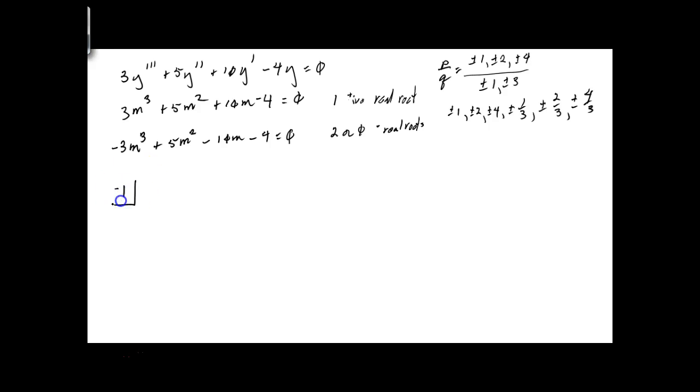Minus 1, and then we'll do our synthetic division. What do we put inside the house? 3, 5, 10, minus 4. Okay, now skip a line, draw a line. Bring down the 3. Multiply, you get minus 3. Add, you get 2. Multiply, you get negative 2. Add, you get 8. Multiply, you get negative 8. And you add and you get negative 12. Now, normally I wouldn't even do that, but I did want to show you this.